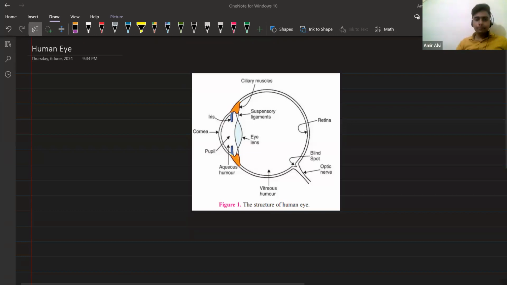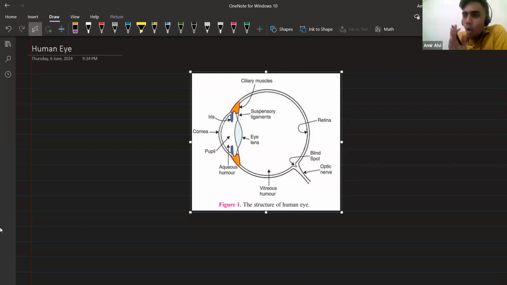So in this chapter we'll study this question, which directly comes in the exam: draw a well-labeled diagram of a human eye and mention the various functions of the human eye. It means that you have to tell what the iris does, what the cornea does, pupil, aqueous humor, eye lens, ciliary muscles, vitreous humor, retina, optic nerve. These are the things you have to explain in the answer.